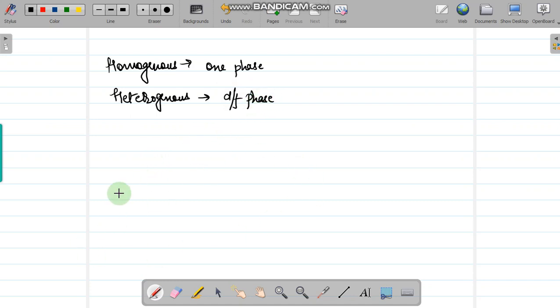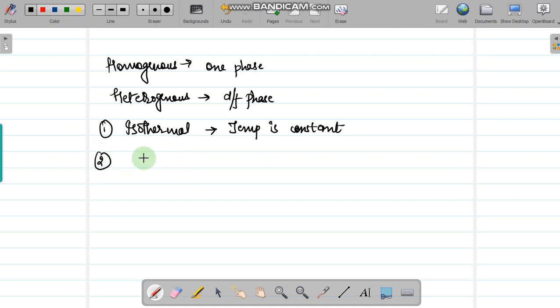Further moving ahead, we have different types of processes. The first process we can say is isothermal. Isothermal, thermal stands for temperature. In this particular process, our temperature is going to be constant. The next process is the adiabatic process. In the adiabatic process, the heat change is zero.